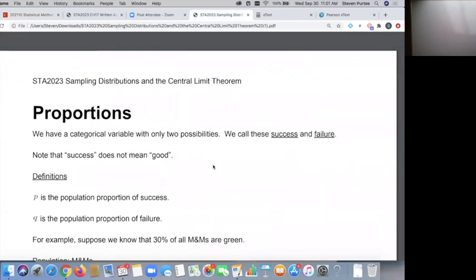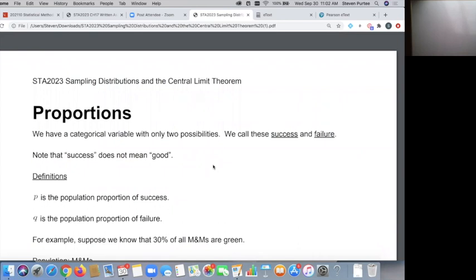First, for the first half of this chapter, we're talking about proportion problems. We have categorical variables. We won't be taking the average of our population. We have a categorical variable, and the entire population is broken up into only two categories. And we're going to call those, for convenience, success and failure. But it's completely arbitrary which version we call success and which we call failure. It's just we have two groups.